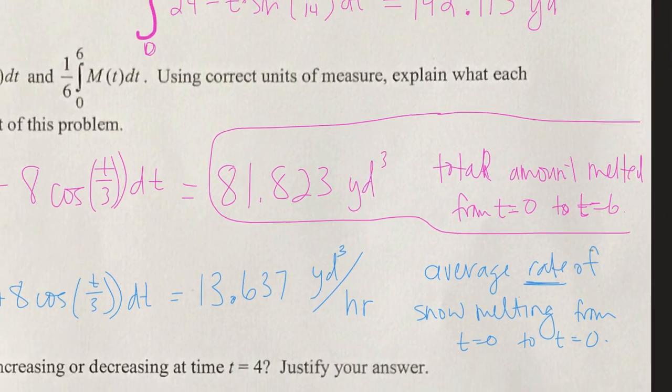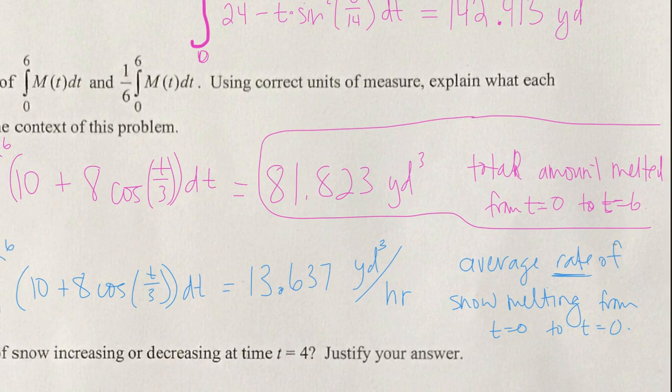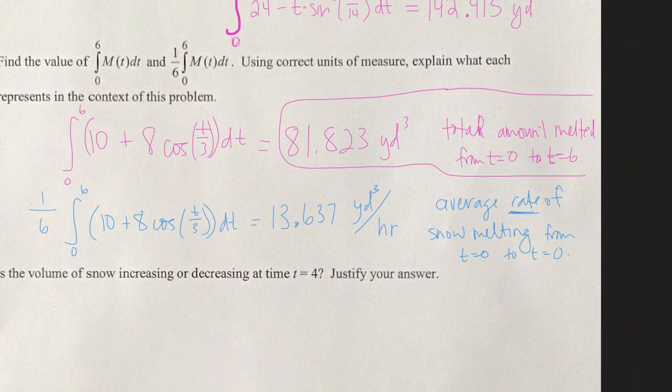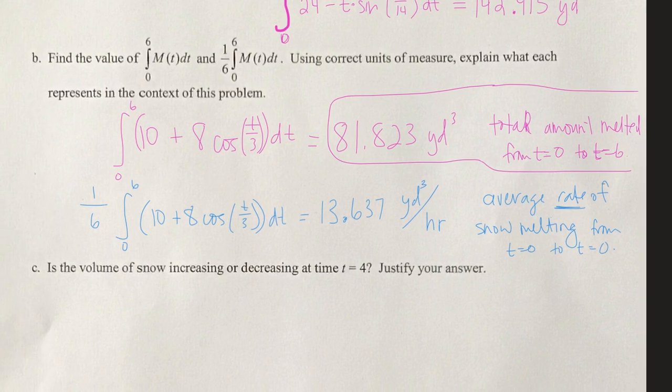Okay, so there's a rate, which is your rate of change of melting, and then there is the total amount. If you have this divided by 6 business, where we're splitting into every hour or every minute, that's an average rate, where the first one is just an accumulation.